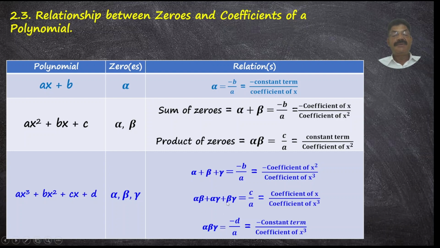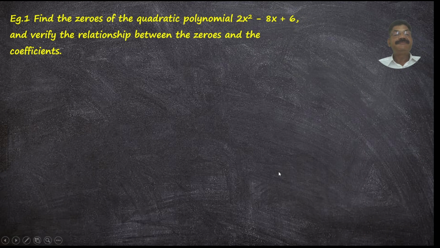Next, alpha beta plus alpha gamma plus beta gamma, the sum of the zeros taken two at a time, is equal to c by a, which is coefficient of x divided by coefficient of x cube. Next, the product of the zeros, alpha beta gamma, is equal to minus d by a, that is, minus constant term divided by coefficient of x cube. So these are the relationships between zeros and coefficients. This you have to remember.